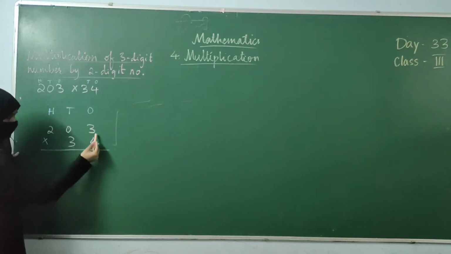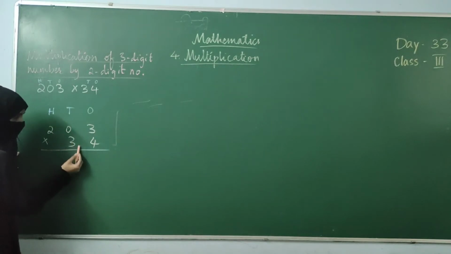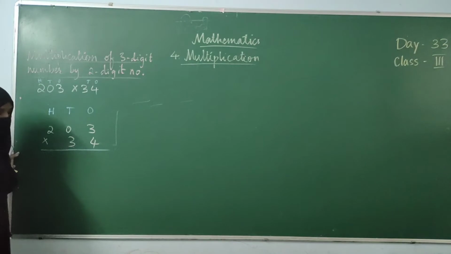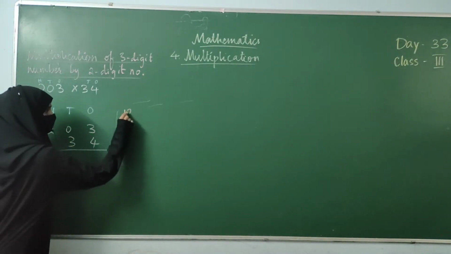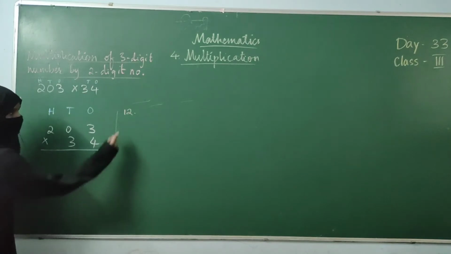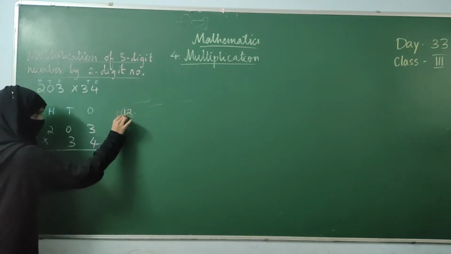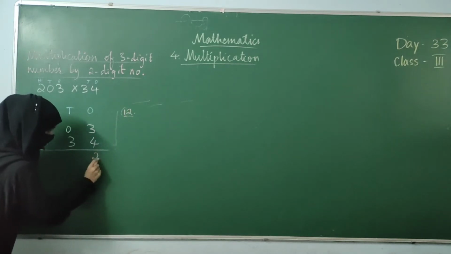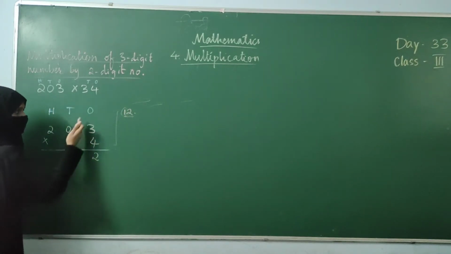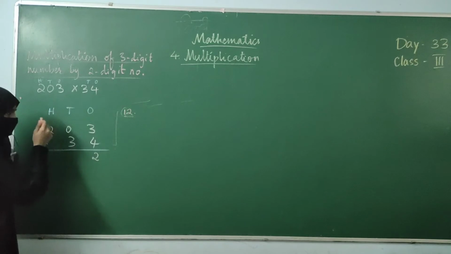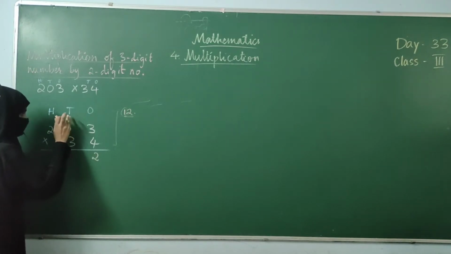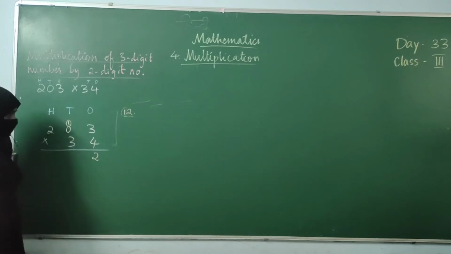Now, 4 we will multiply with all the 3 numbers. Then, after that second step, 3 we will multiply with all the 3 numbers. Now, starting with 4. 4 3s are 12. 12 is a 2-digit number. We have to take a carry. We will carry 1 and we'll write 2 down. Where are we writing the carry? We'll write the carry in the next place value. This carrying is for multiplication, so it will come over here only.